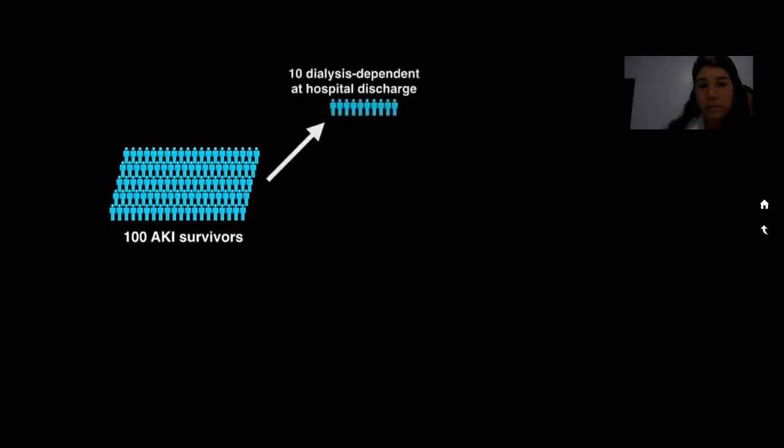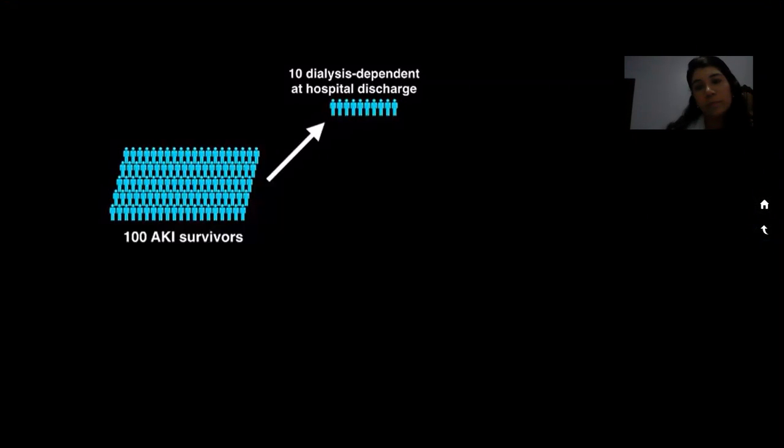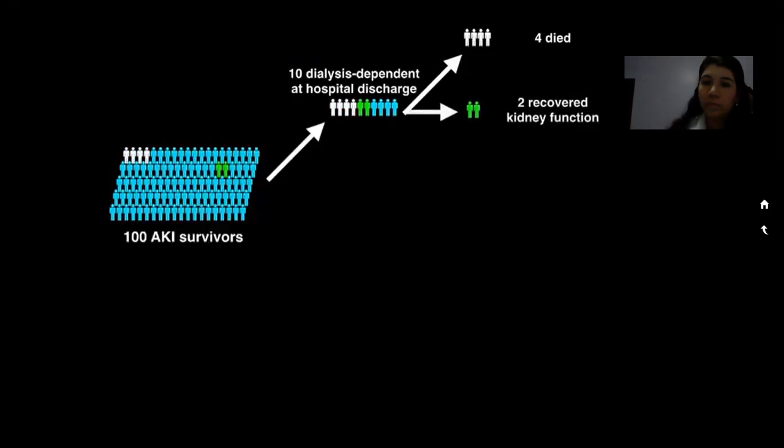Let's simulate we have 100 severe acute kidney injury survivors. Let's suppose 10 patients were discharged on dialysis. Of these 10 patients, 4 died, 2 recovered kidney function, and 4 developed chronic kidney disease or remain dialysis dependent.